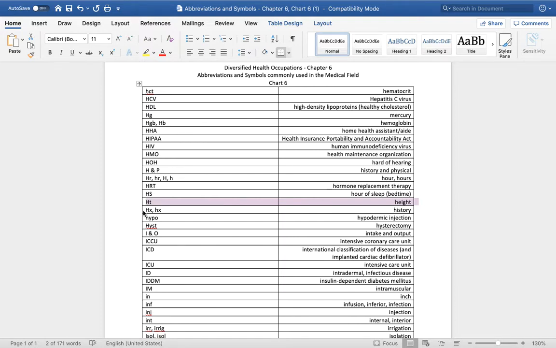In America, we measure everything in feet and inches. Other places use meters and centimeters. Then HX, which can be capital H, lowercase x, or both lowercase. This is generally a history of the patient, so their medical history.